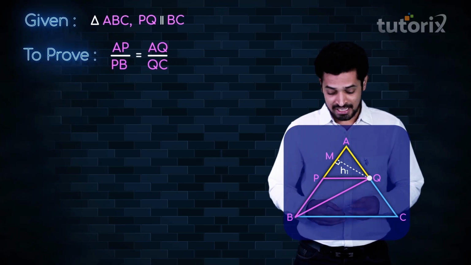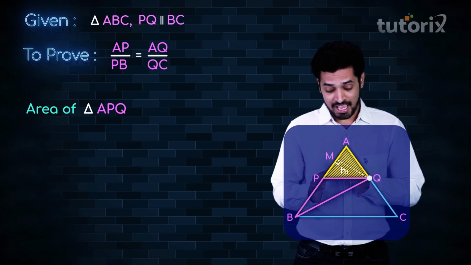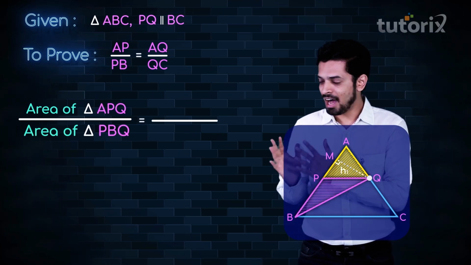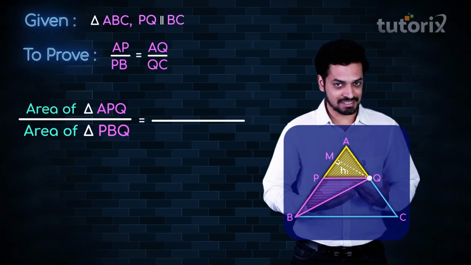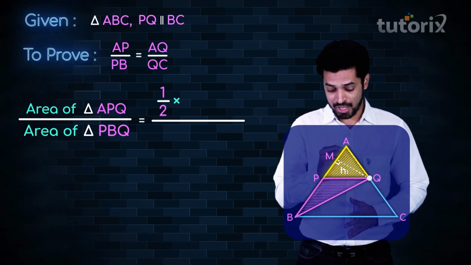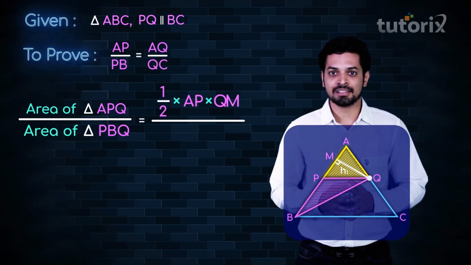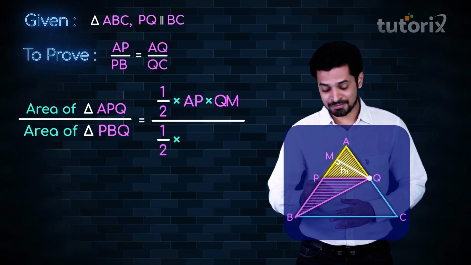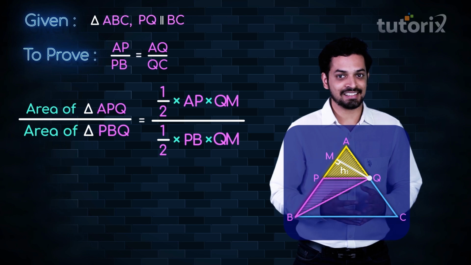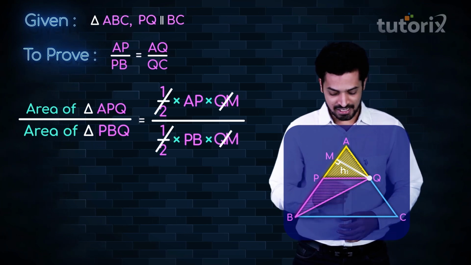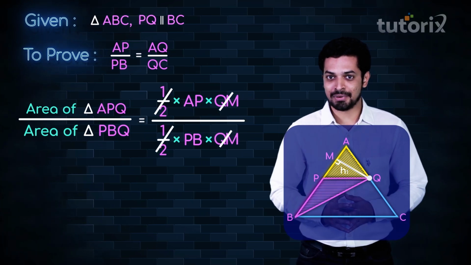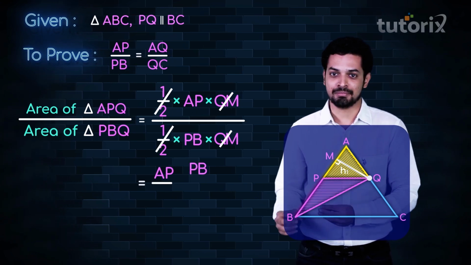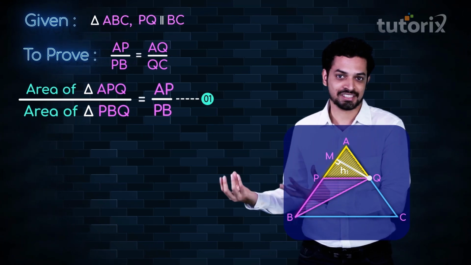So if I write the ratio of triangles APQ and PBQ, I get half into base into height for the first triangle, which is half into AP into the height, divided by half into the base of the second triangle, which is PB into the height. Therefore, I get area of triangle APQ divided by area of triangle PBQ is equal to AP by PB. This is our first equation.